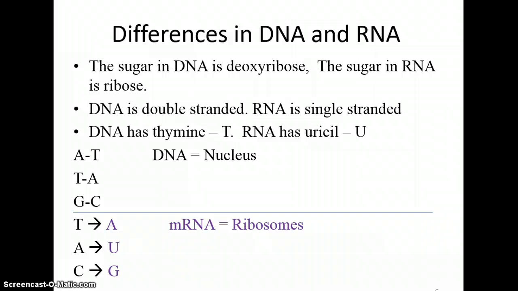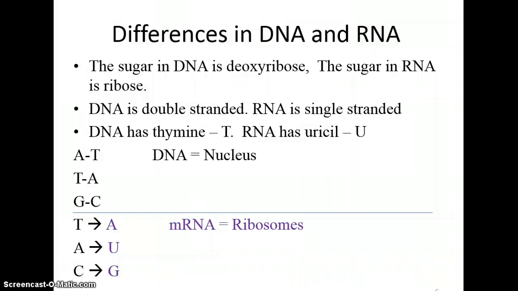There are some differences between DNA and RNA. The sugar in DNA is deoxyribose. The sugar in RNA is ribose. DNA is double-stranded. RNA only has a single strand. DNA has thymine. RNA has uracil. So DNA is in the nucleus. mRNA is in the ribosome.